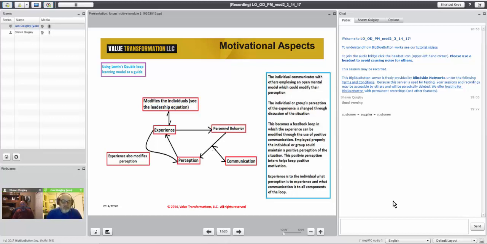So we took a little liberties here with Lewin and the loop learning model to draw up a simple diagram. You want to explain this a little bit, John? Nah, you're the one that drew this up, brother.